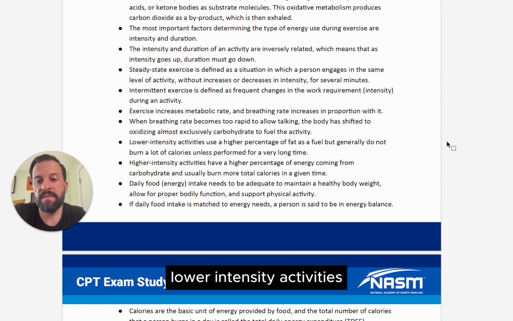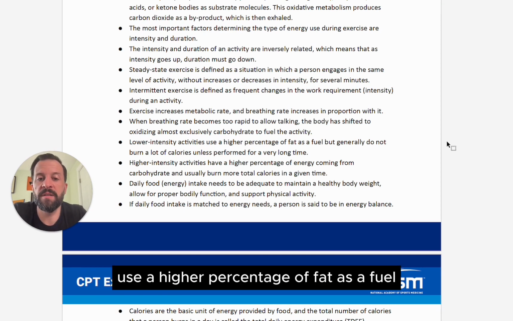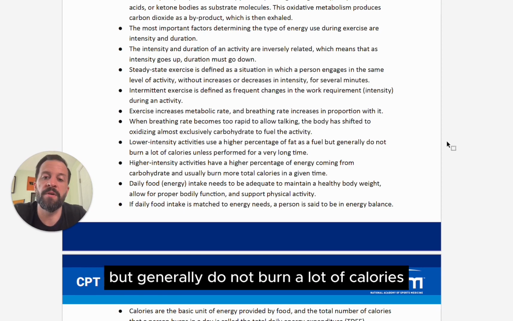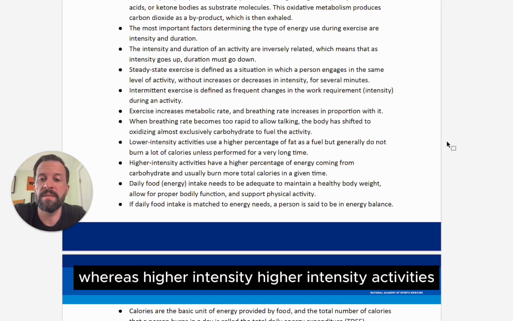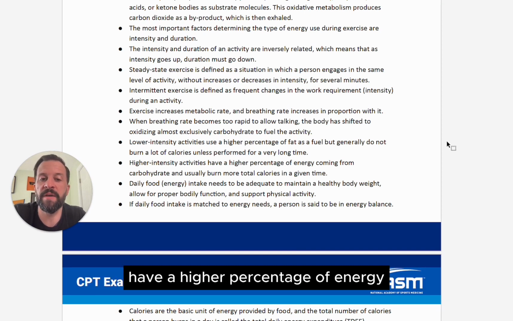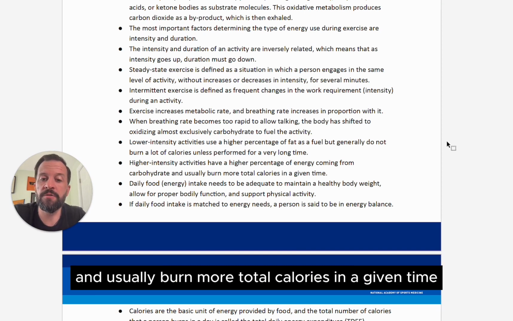Lower intensity activities use a higher percentage of fat as a fuel, but generally do not burn a lot of calories unless performed for a very long time. Whereas higher intensity activities have a higher percentage of energy coming from carbohydrate and usually burn more total calories in a given time.